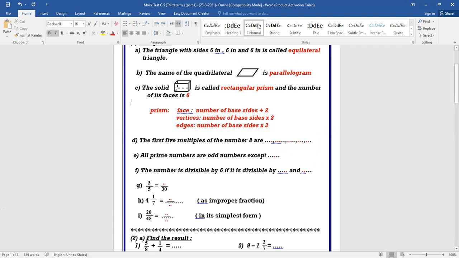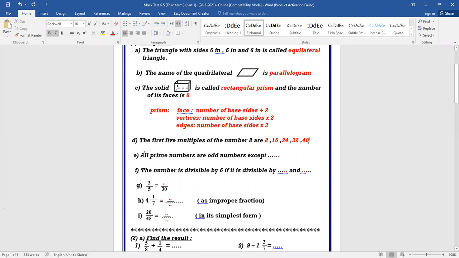The first 5 multiples of the number 8. First 5 multiples. 8. Okay. 16. 24. 32. 40. Thank you.